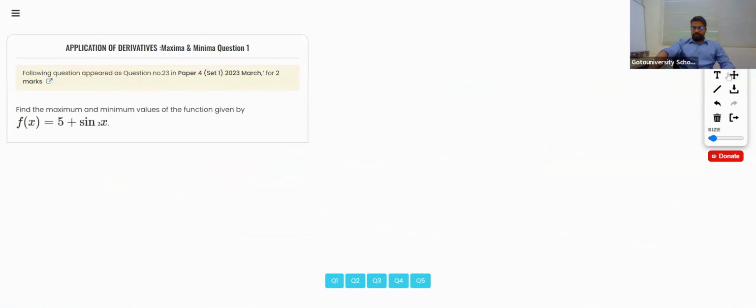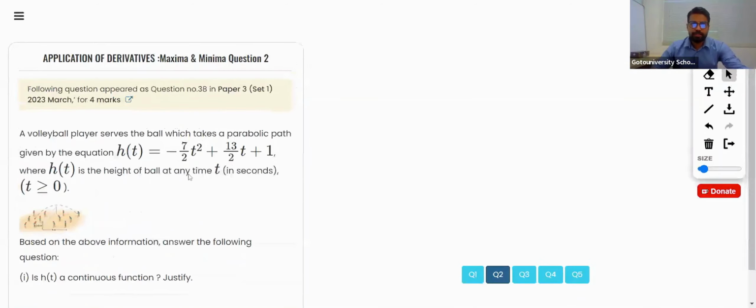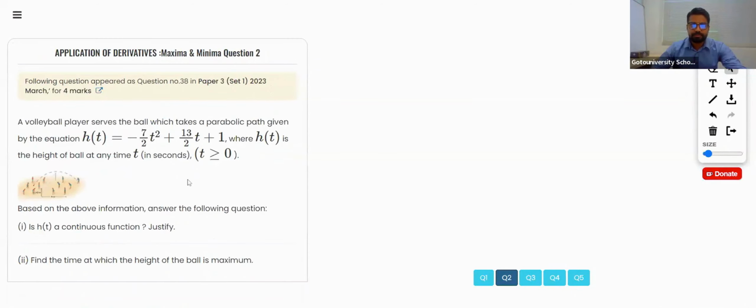Let's go to the next one. So I hope the question is visible. What is it? A volleyball player serves. It's a case study question. Remember, case study questions might have too many informations, but it is very easy if you understand the exact purpose of the question and the informations. The question says a volleyball player serves the ball which takes a parabolic path.